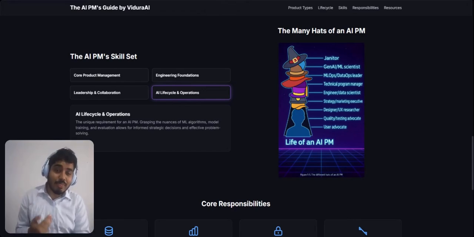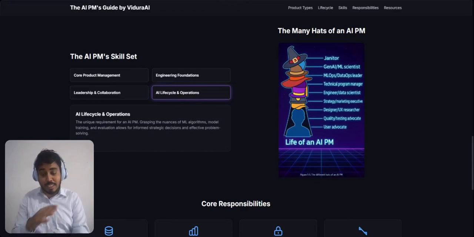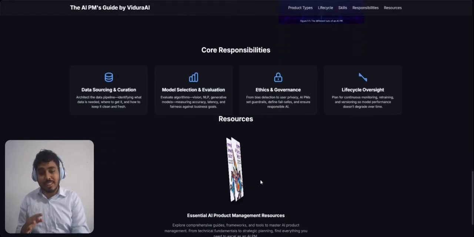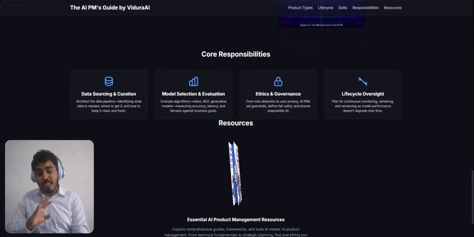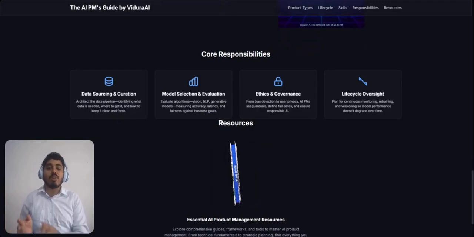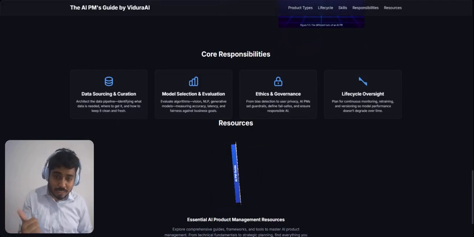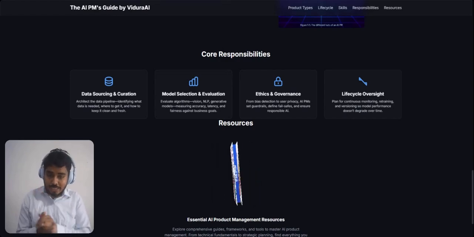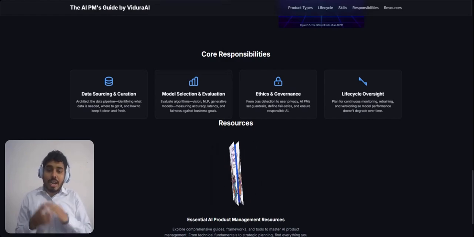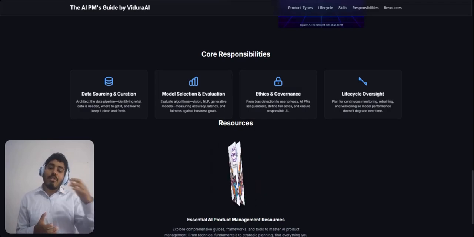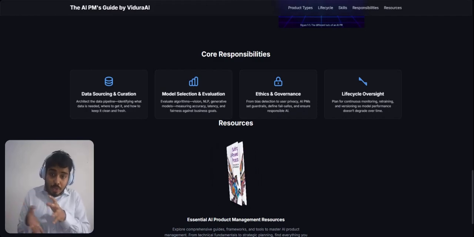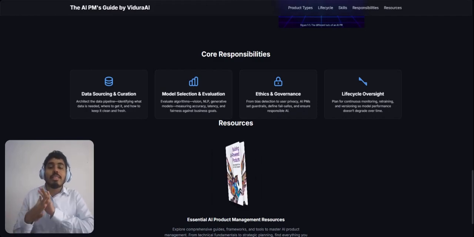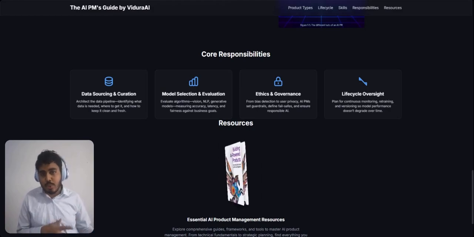And if you look at the four core responsibilities, in the last video I mentioned there are four core responsibilities that we need to know. So these are the four core responsibilities. The first one is data sourcing and curation. You are the architect of the data pipeline. Identify what is needed, where to get it, and how to keep it clean and fresh. If you have poor data quality, that will be the biggest bottleneck in your AI project.